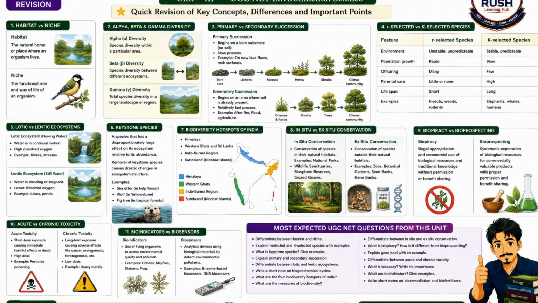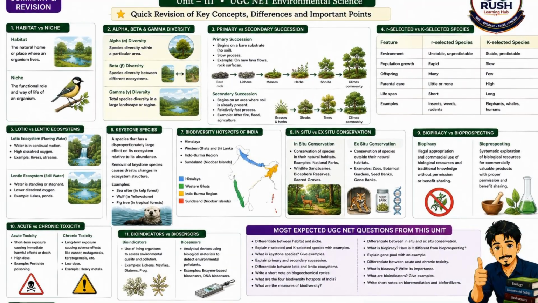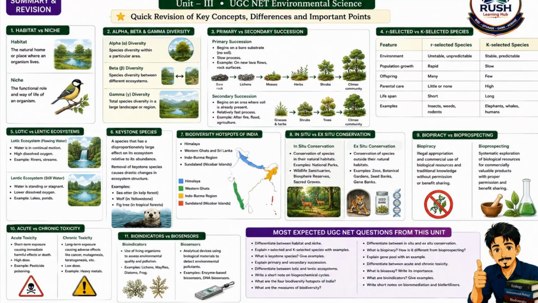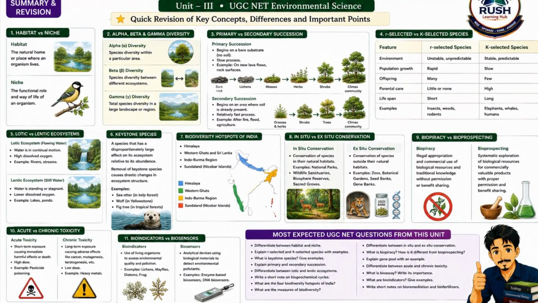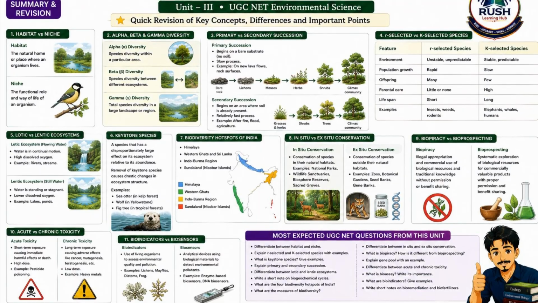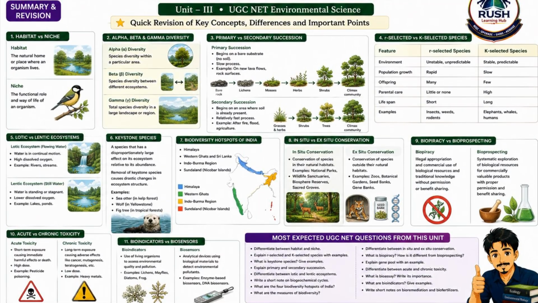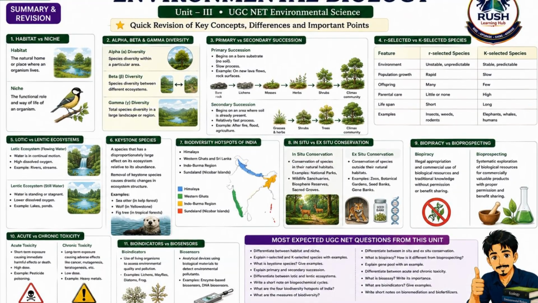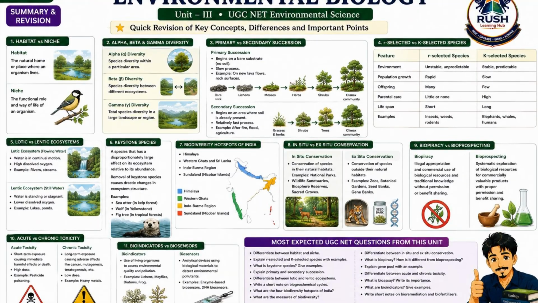Conservation strategies may be classified into in situ and ex situ conservation. In situ conservation protects organisms within their natural habitats through national parks, wildlife sanctuaries, biosphere reserves, and sacred groves. Ex situ conservation involves the protection of species outside their natural habitats through zoos, botanical gardens, seed banks, and gene banks.